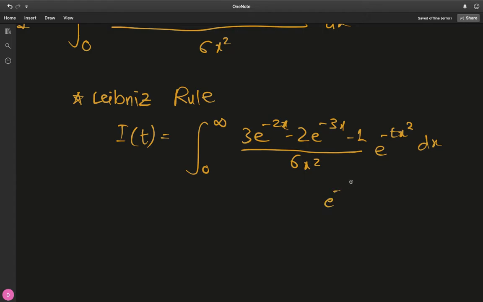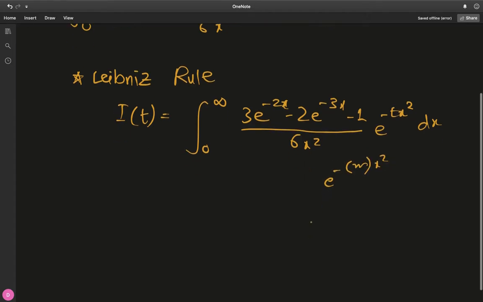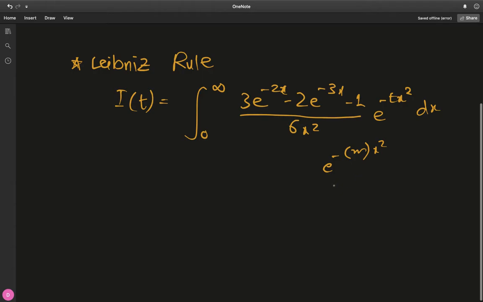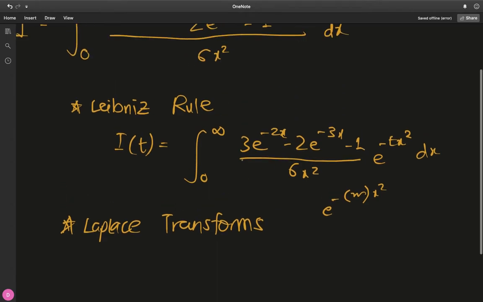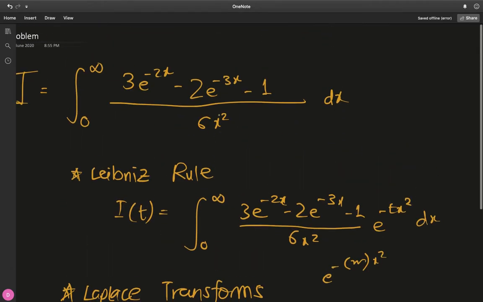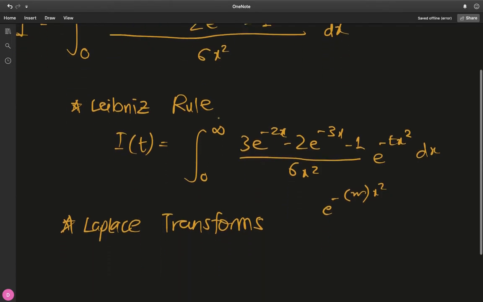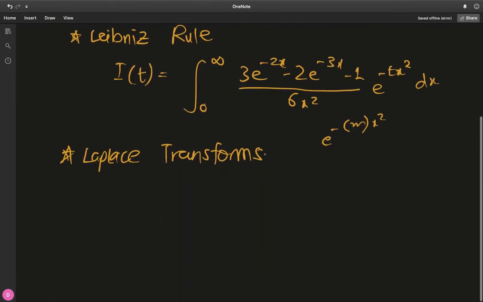So e raised to negative some constant times x squared, and then you can apply properties of the Gaussian integral and stuff like that. But it's going to get really cumbersome if you ask me. So I propose to use Laplace transforms, and not in the way that I did before, not in the way that we need to parameterize this thing, sneak a t into the denominator and then take the Laplace transform of that, and then the inverse Laplace transform of that, and then you let t equals 1 so that you get rid of the t factor.